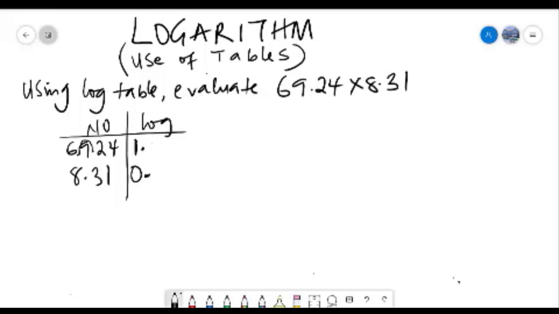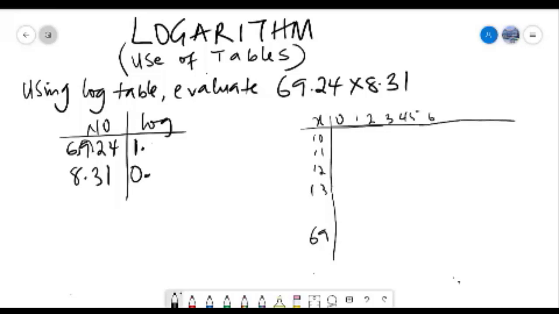Okay, let me just give you a picture of what the table looks like. There's a place they wrote X, then you have 10, 11, 12, 13. And let's assume you have 69 somewhere. And then at the top of your table, you have 0, 1, 2, 3, 4, 5, 6, 7, 8, 9. And then you now see where they wrote difference. Under the difference, you also have 1 to 9.